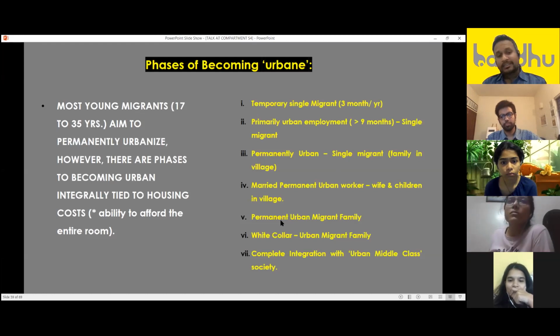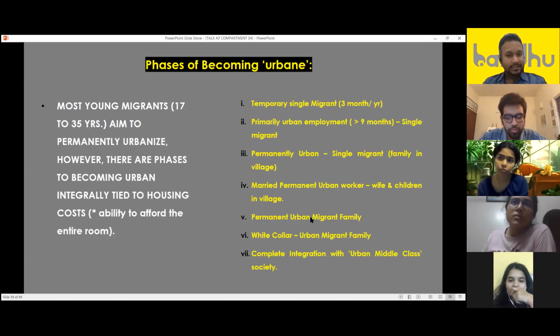Then once the entire family is in the city, it's a permanent urban family. This is the point at which the kids can go to a proper school in a city. The kids can probably go to an engineering college or become a doctor or any of these professionals, and they become white collar workers in the next generation. And that is when you say this is complete integration with the urban middle class.